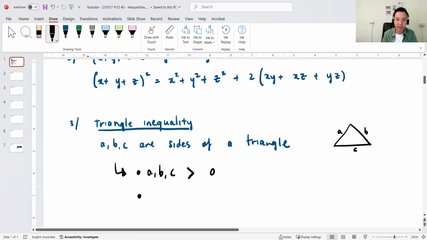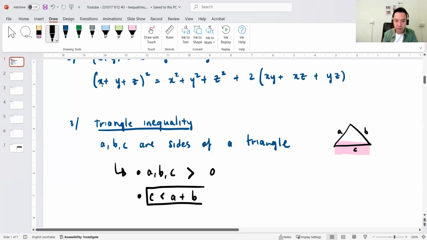And then the second thing, and this is important. You can see in the diagram that the side C can never be bigger than A plus B. If you open up A plus B, it removes the triangle. It basically flattens into a straight line. So you get the inequality that C is less than A plus B.